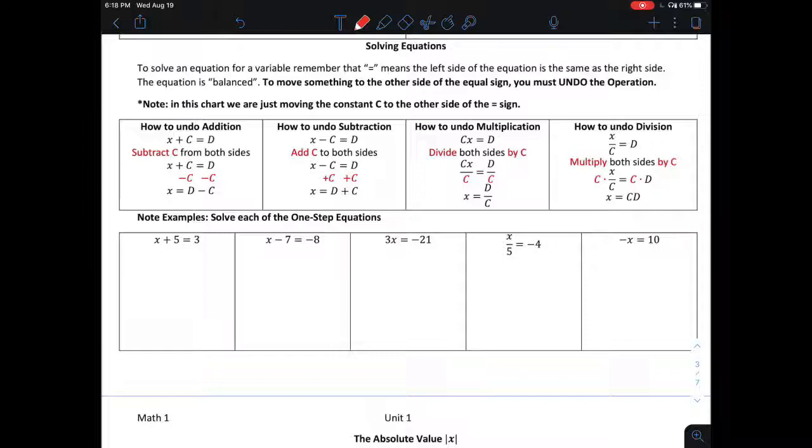In this video, we're going to look at solving some one-step equations. Now, some important things to remember is that when we're dealing with an equal sign, the equal sign is telling me that I have a balanced equation. The left side of the equation must be the exact same as the right-hand side. And that's important for when it comes time for me to start moving things.